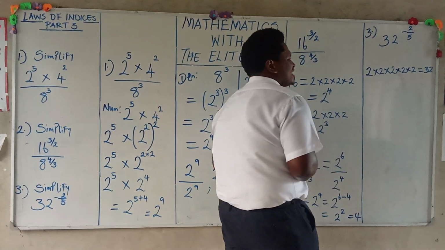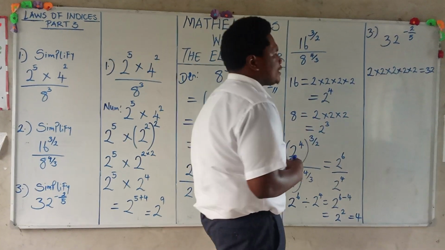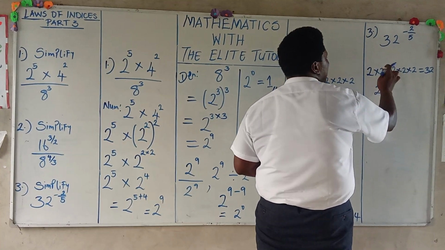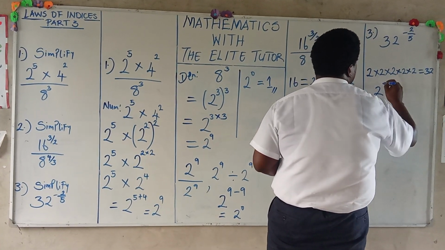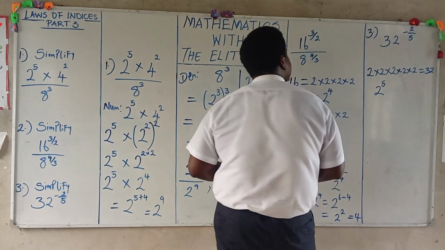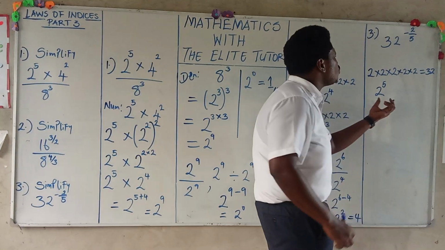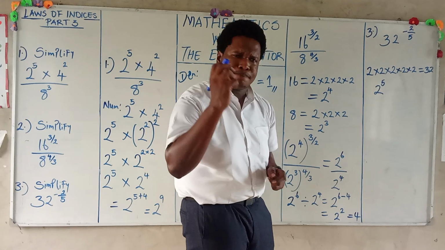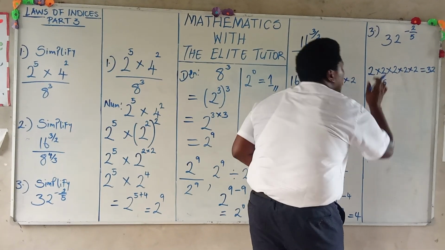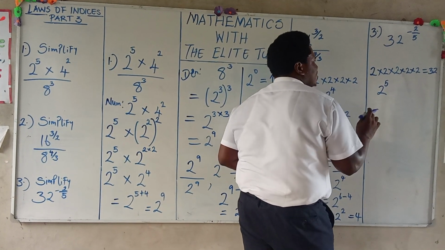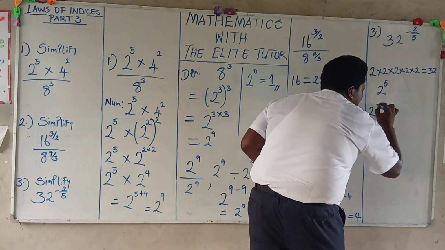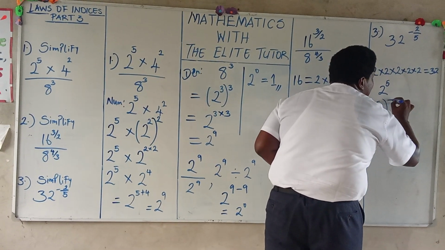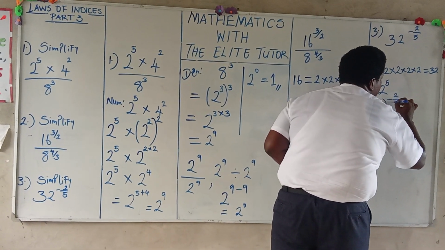So we can see that 32 can be expressed in terms of 2. I'm saying 2 raised to the power, how many times? 1, 2, 3, 4, 5. So 2 raised to the power 5. So 32 can be expressed as 2 raised to the power 5. Now we can rewrite this expression, instead of using 32, using 2 raised to the power 5. So we can say 2 raised to the power 5, all raised to the power negative 2 over 5.